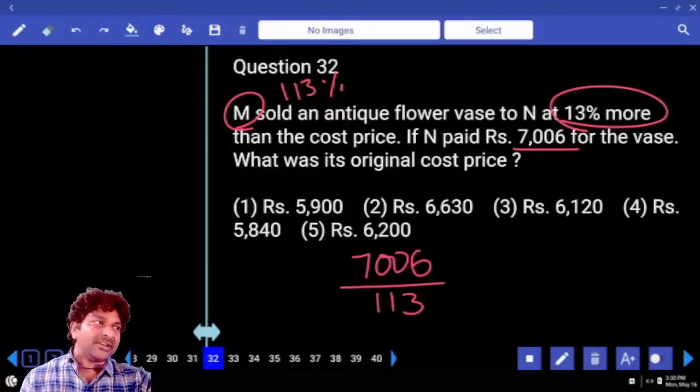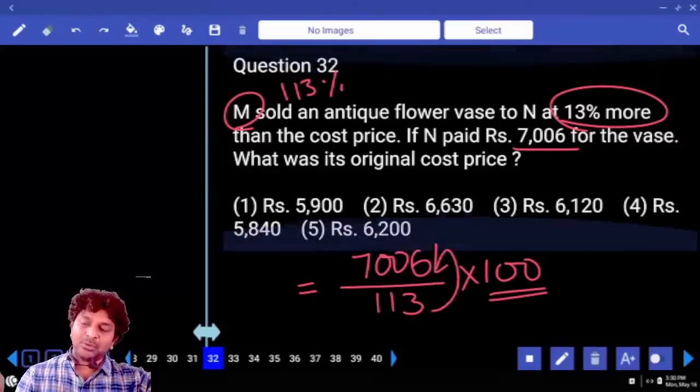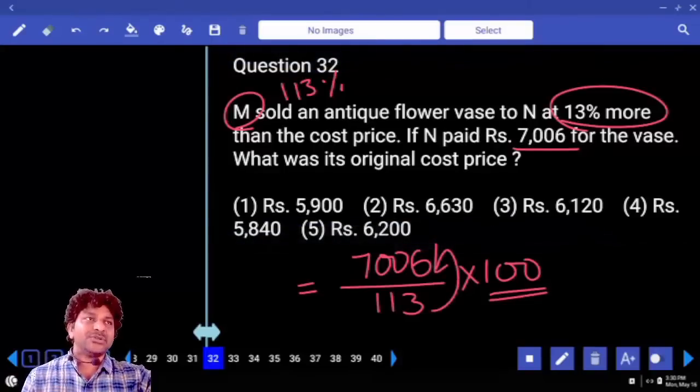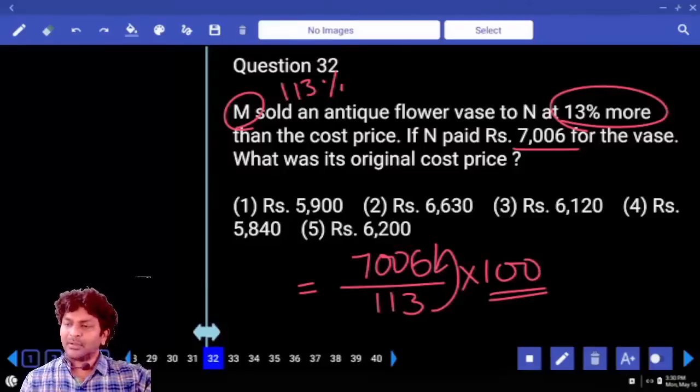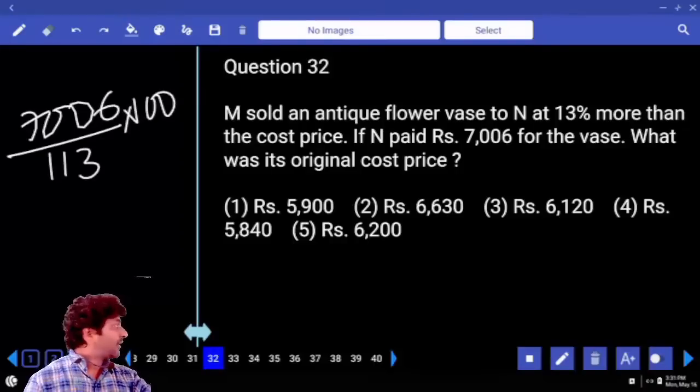1% is 7,006 divided by 113. And then cost price is 100%, that is into 100. Right. So into 100 is there. Don't change it. 3 into which number gives you 6? So it is 7,006 divided by 113 into 100, right?